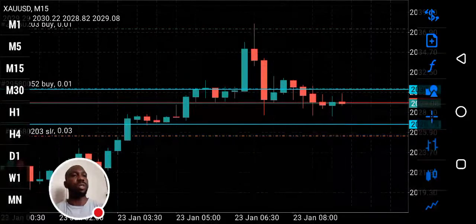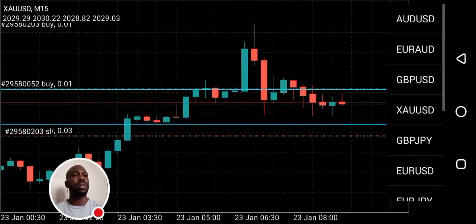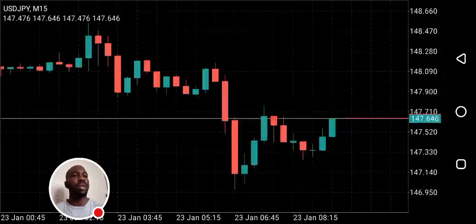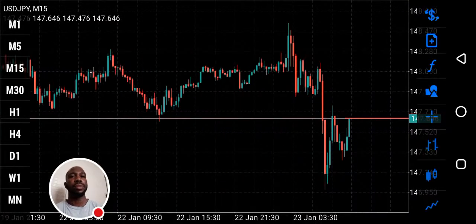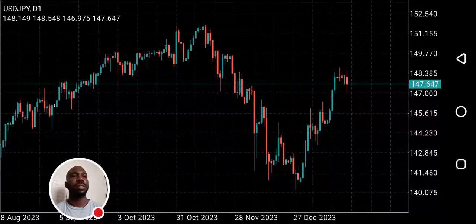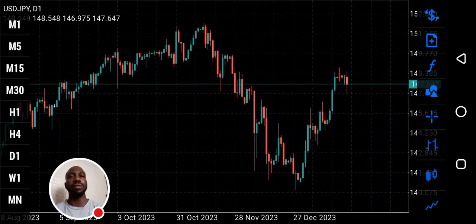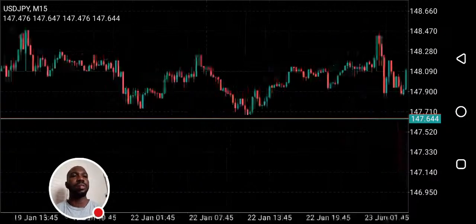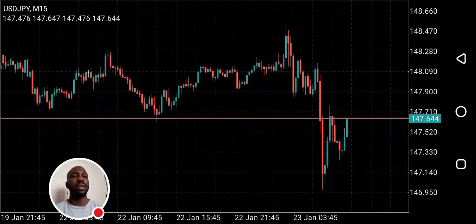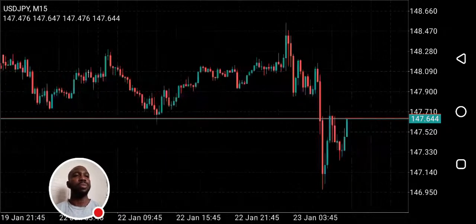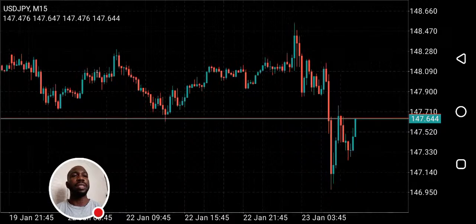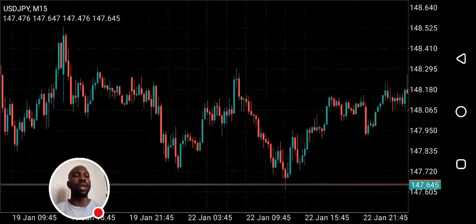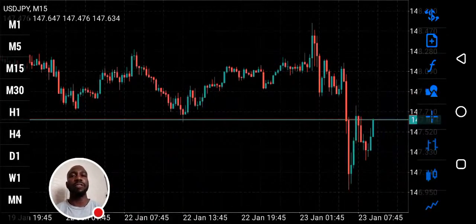USD is bearish, but let's just look at the charts. Let's start with the daily. Most retail traders viewing 15 minutes think this is a buy setup, right? You should always start from the higher time frame when analyzing the market. Know the buyers on the higher time frame before you switch to a lower time frame. So let's go to daily.